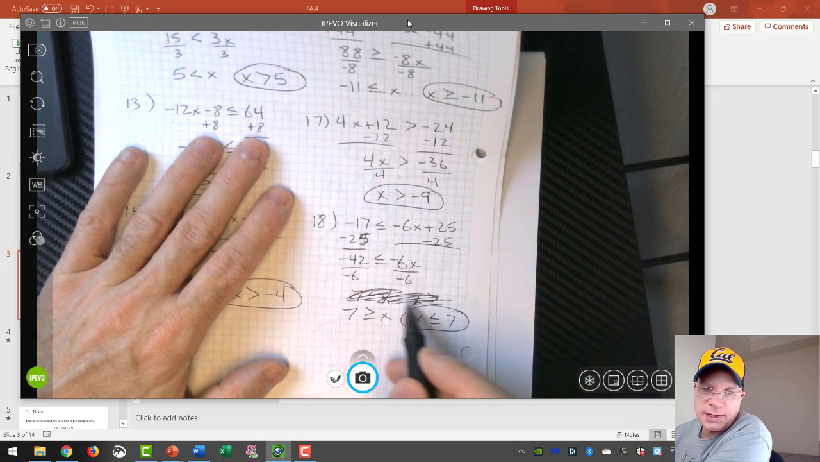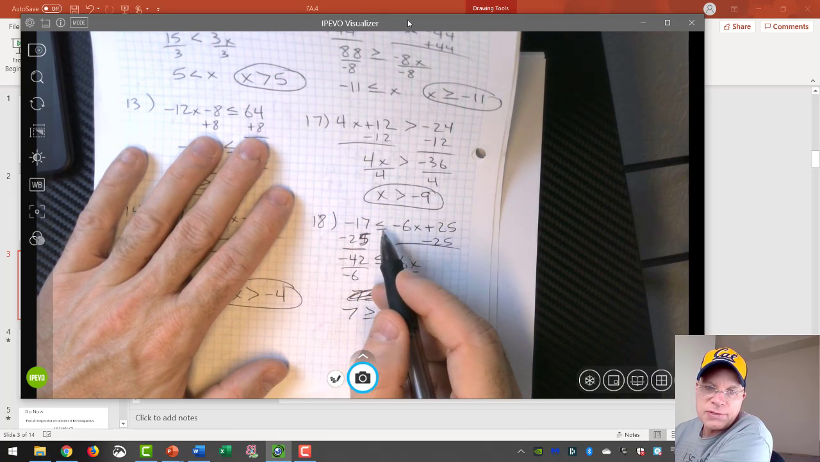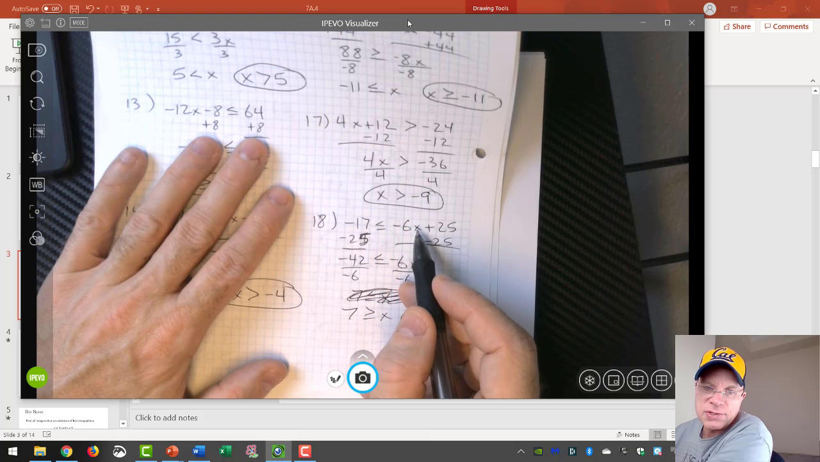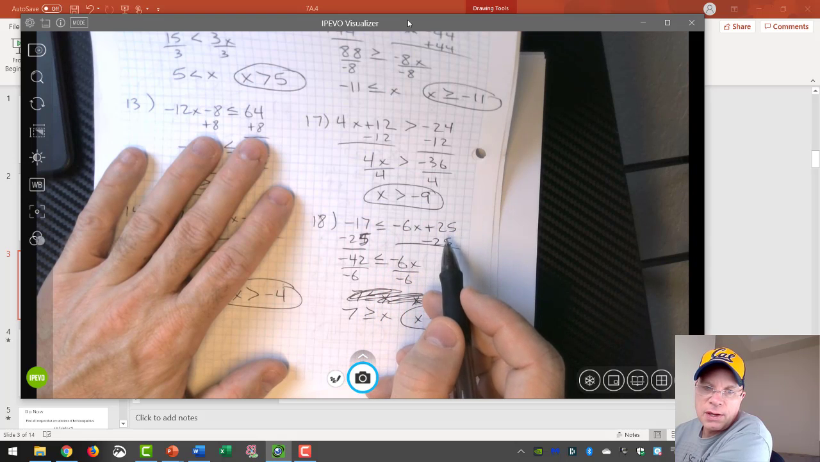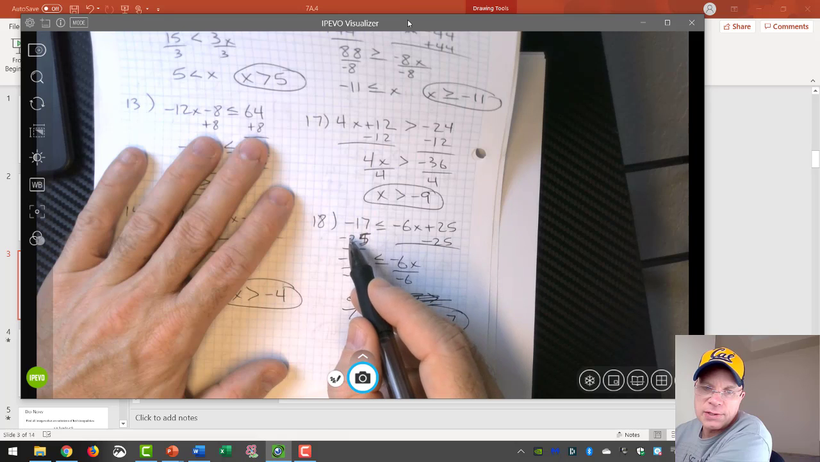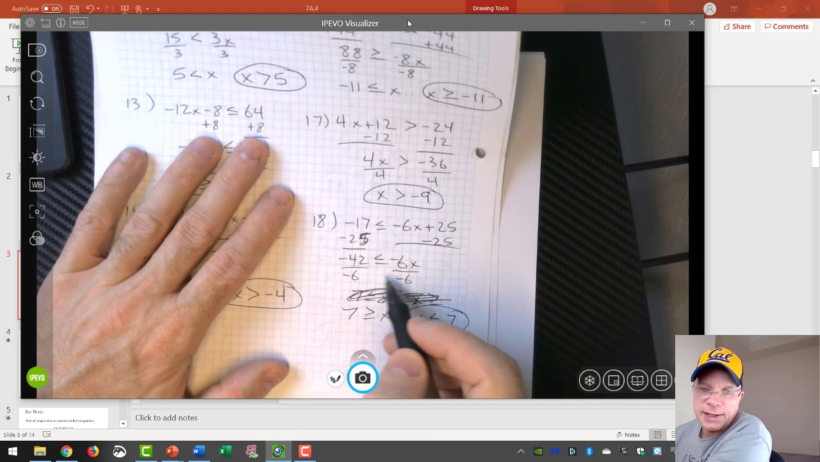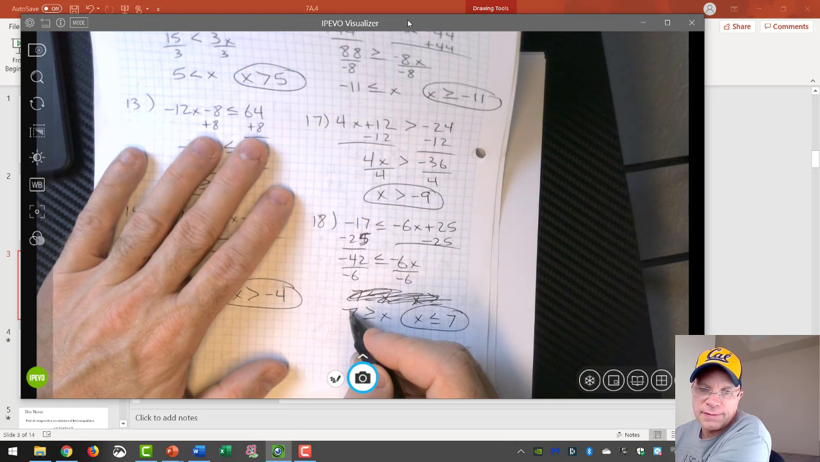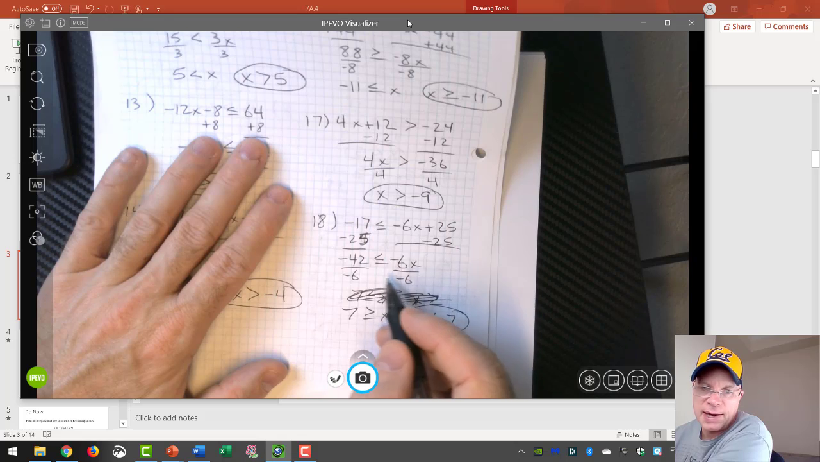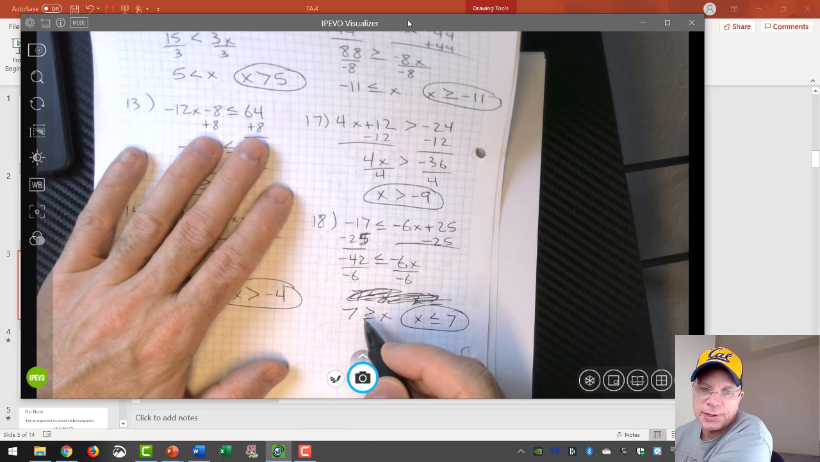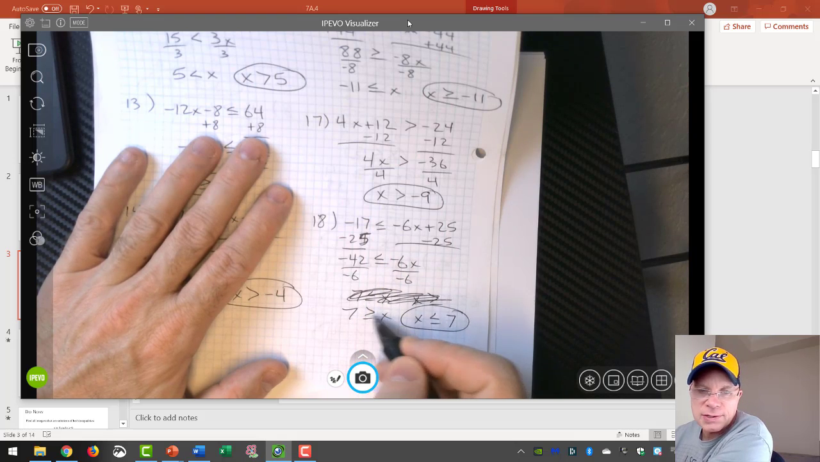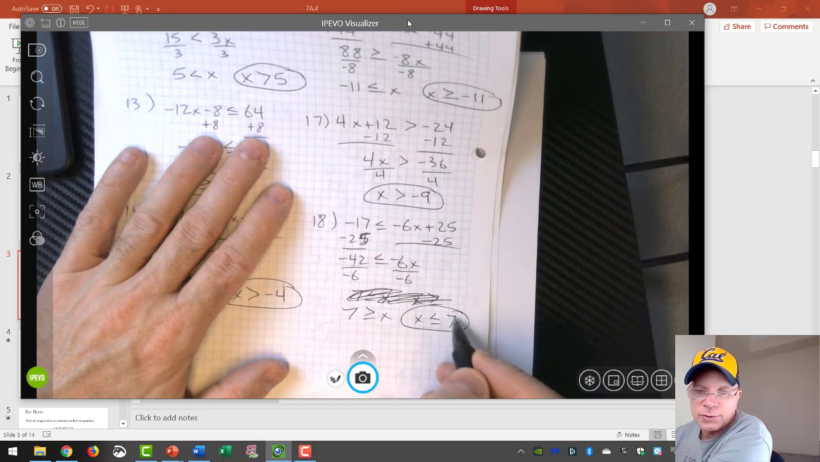18, looks like I made a mistake here. Negative 17 is less than or equal to negative 6x plus 25. Add 25 to both sides, and I get negative 42 is less than or equal to negative 6x. Divide both sides by negative 6, and I get positive 7 is greater than or equal to x. Looks like the first time I did this, I forgot to flip the inequality symbol, but I just divided by a negative, so I need to reverse that inequality symbol. If I read it from the x, x is less than or equal to 7.